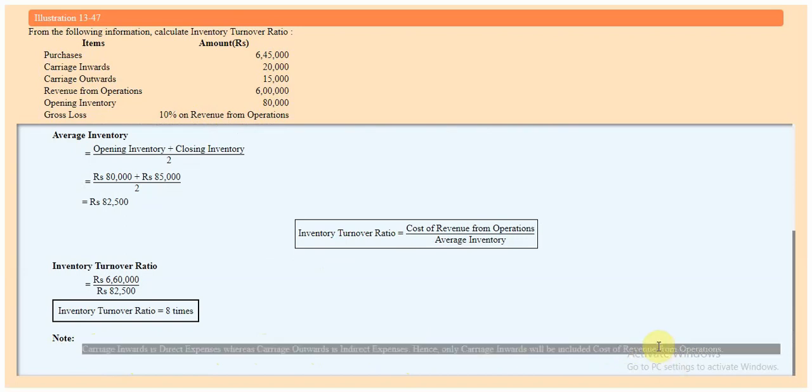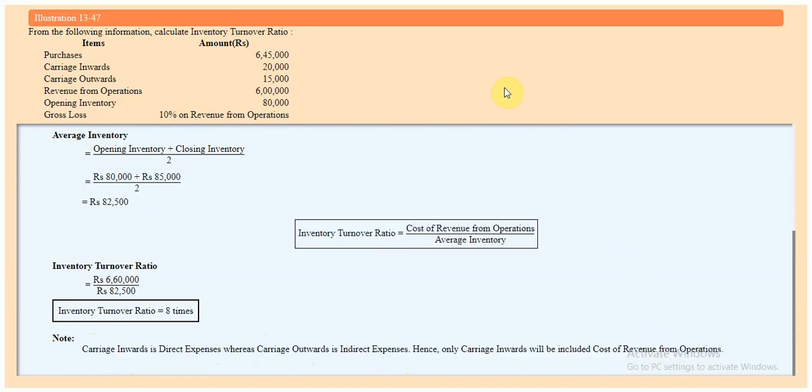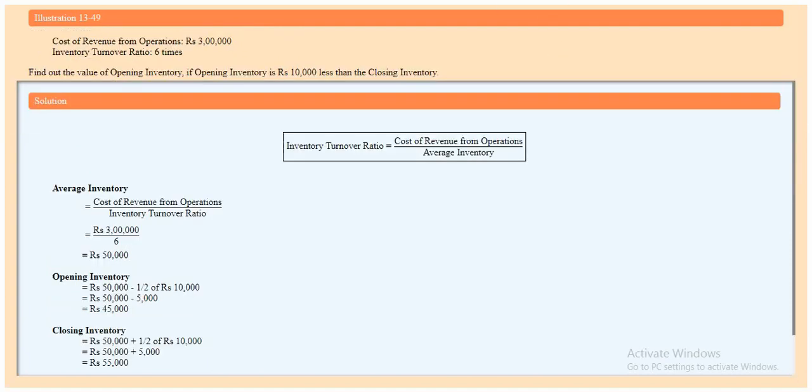Yes, this point I already explained to you, so please be careful. When you look at a problem, you have to be careful in picking out what are all direct expenses and what are all not direct expenses. Okay, we'll move to the next problem.